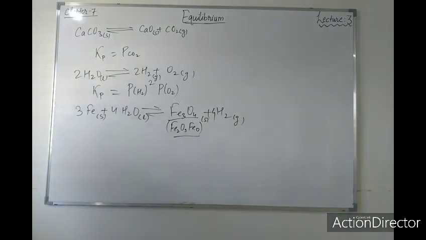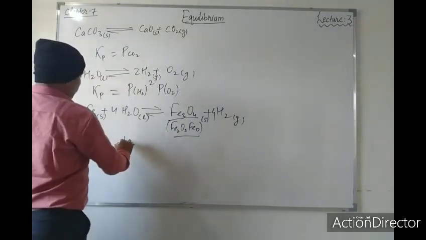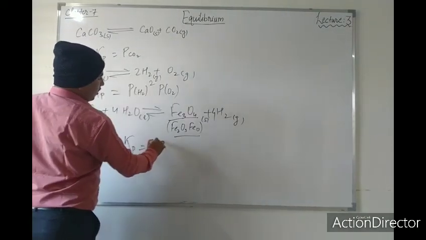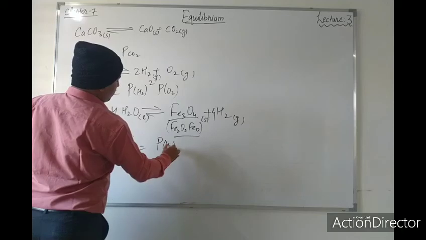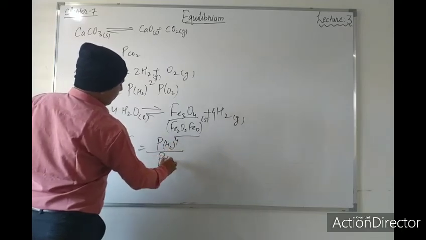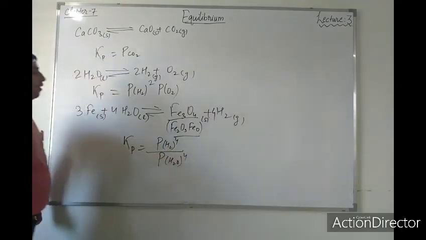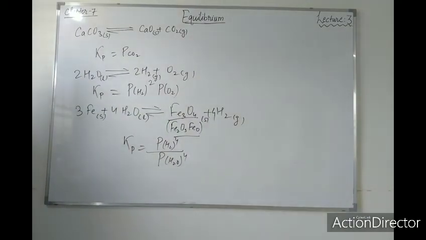Now if I talk about the concentration, what will be the equilibrium constant at pressure? Very easy, can you tell me? The equilibrium constant at pressure will be Kp is equal to hydrogen to the power 4 upon water to the power 4, right? So at constant pressure only the gaseous molecules count.